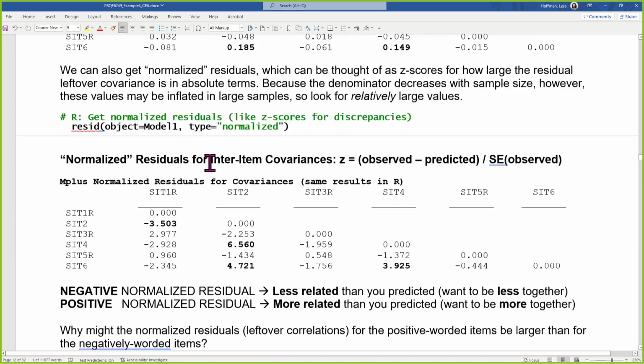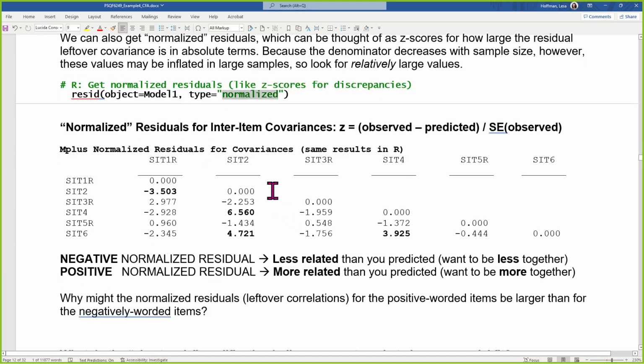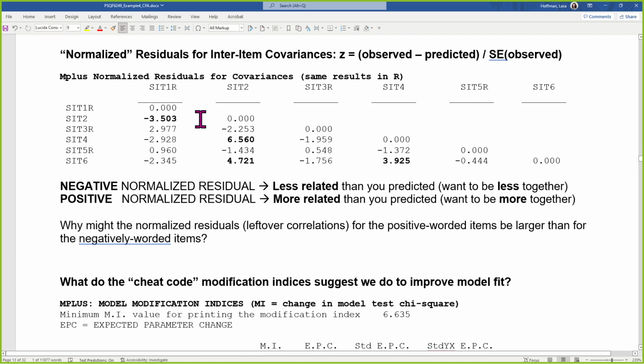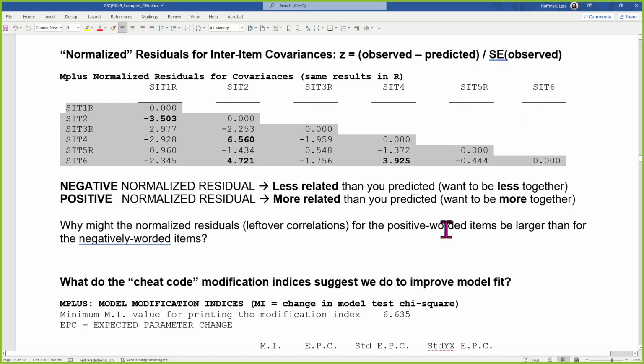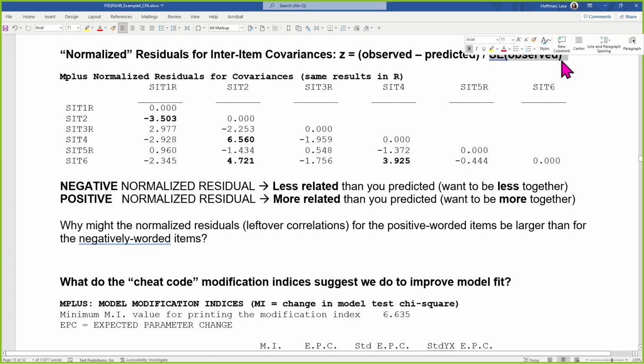And then one more scale for these, normalized residuals, and this is the keyword you would search for in the output to find it, is these are like z-scores. So it's the discrepancy in the covariance divided by the standard error of the covariance in the observed data. So you can interpret these as more is worse in absolute value. There's no hard and fast rule as to how big they have to be because it depends on the number of people. Because larger data sets will have smaller standard errors and make these things become larger values. So what I would look for in practice is relatively large values that stand out.